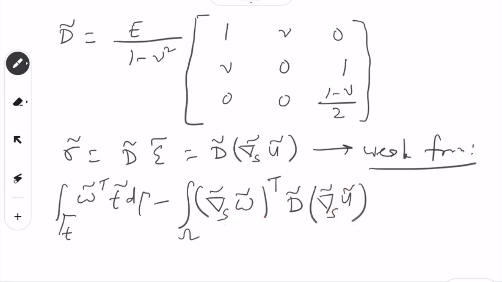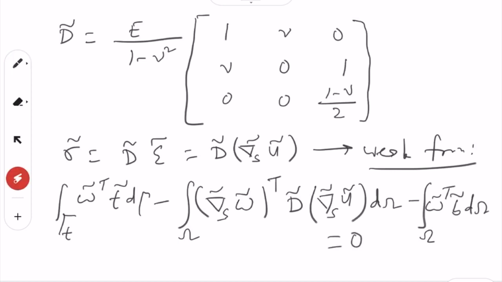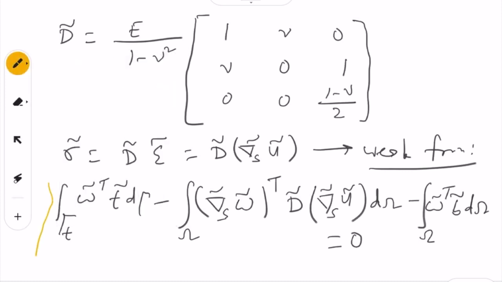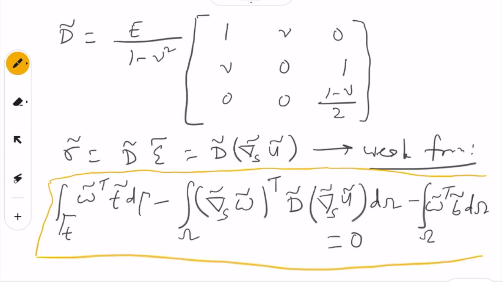And then we have d omega, minus integral over omega of w tilde transpose b tilde d omega is equal to 0. So this is our final weak formulation, and the next thing is to solve it basically. So this is the final weak form. Okay, this is the final one.